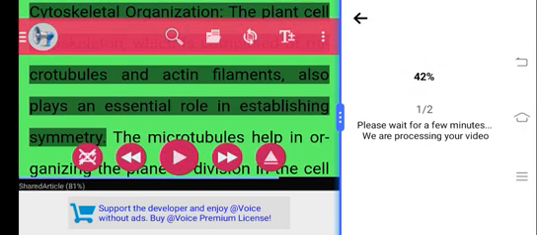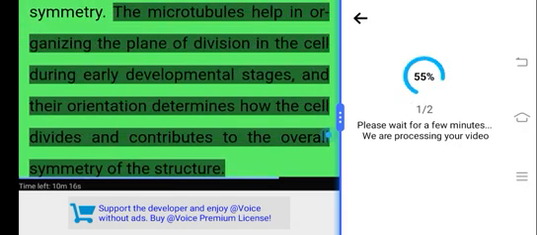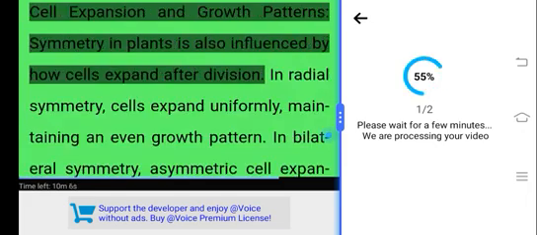Cytoskeletal organization. The plant cell cytoskeleton, which is composed of microtubules and actin filaments, also plays an essential role in establishing symmetry. The microtubules help in organizing the plane of division in the cell during early developmental stages, and their orientation determines how the cell divides and contributes to the overall symmetry of the structure.